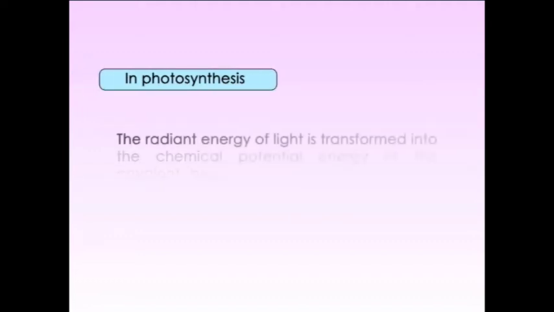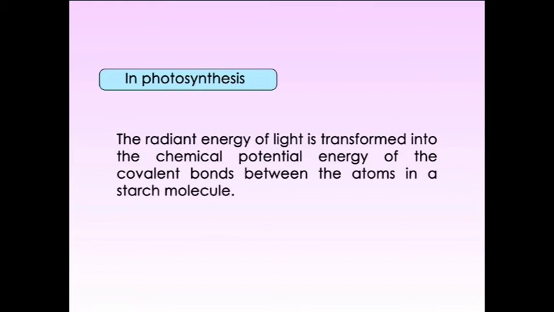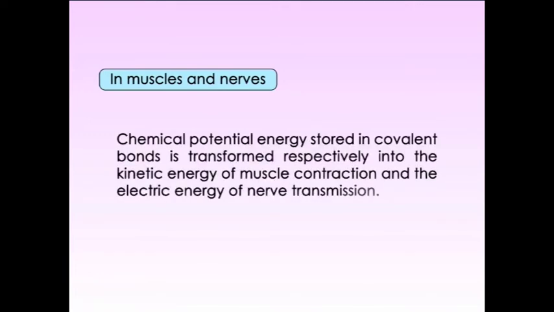In photosynthesis, the radiant energy of light is transformed into the chemical potential energy of the covalent bonds between the atoms in a starch molecule. In muscles and nerves, chemical potential energy stored in covalent bonds is transformed respectively into kinetic energy of muscle contraction and the electric energy of nerve transmission.